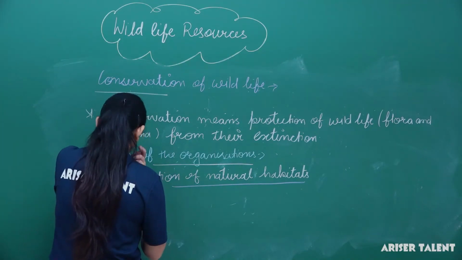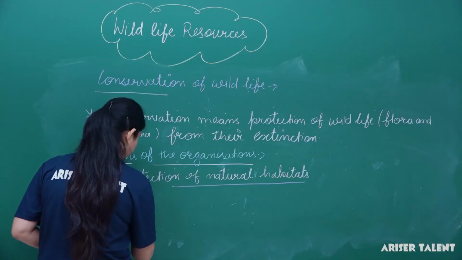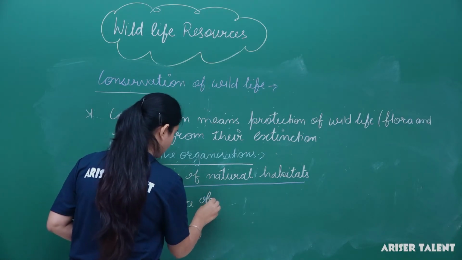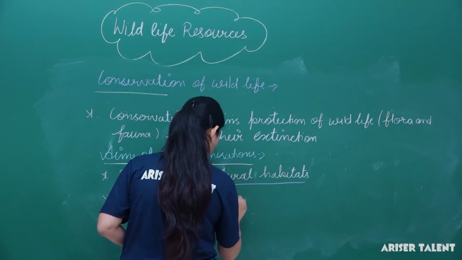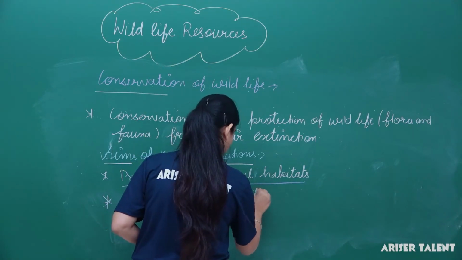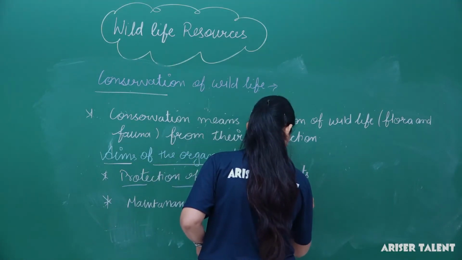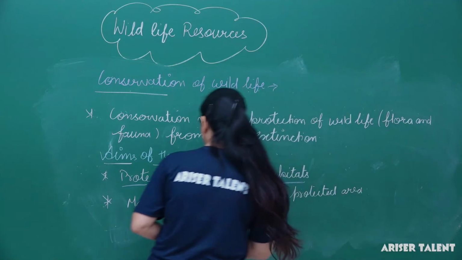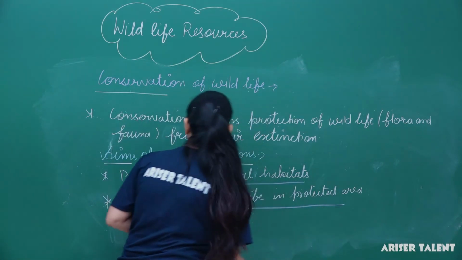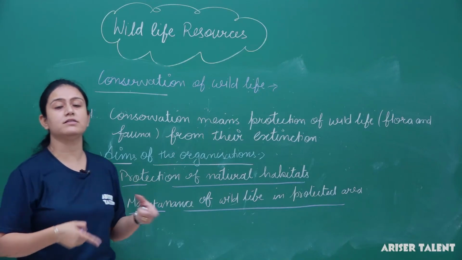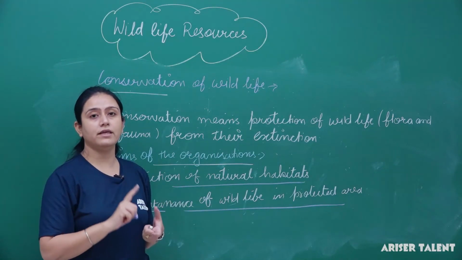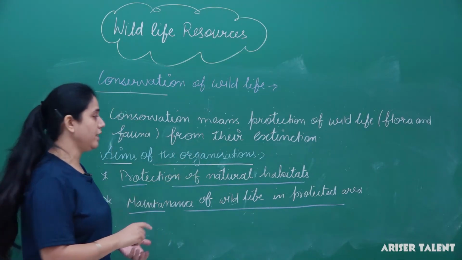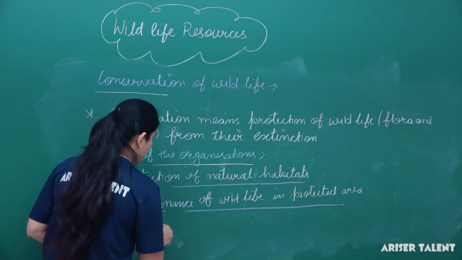Next is maintenance of wildlife in protected areas. Those areas they have protected. In the first point we discussed how they protect them. They provide safeguards to particular areas and take care of their feeding and breeding. So they maintain those protected areas. How do they maintain them? For example, biosphere reserves.